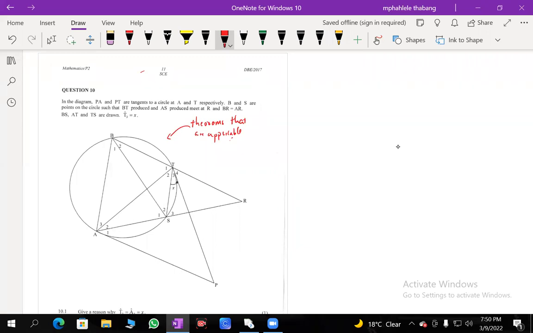Angle T2 plus T3 is equal to A2 plus A1. Reason: angles from the same point. The base angles are from the same point.